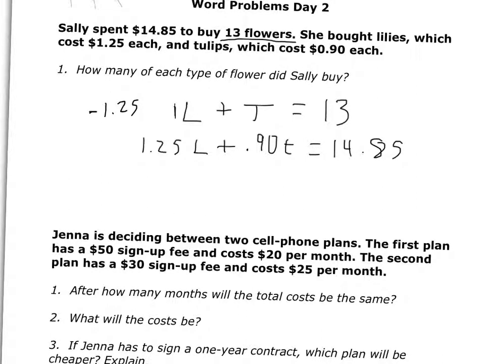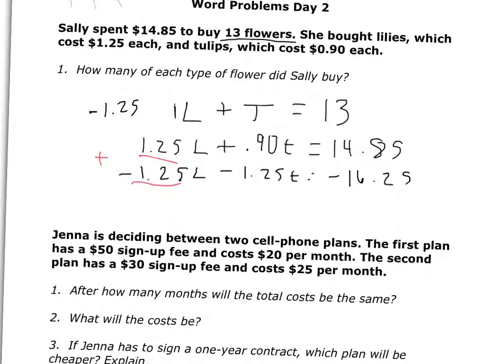So negative 1.25 times L gives us negative 1.25L. Negative 1.25 times T gives us negative 1.25T. And negative 1.25 times 13 gives us negative 16.25. So now that we have the same coefficient, different sign, we can go ahead and add these columns up.